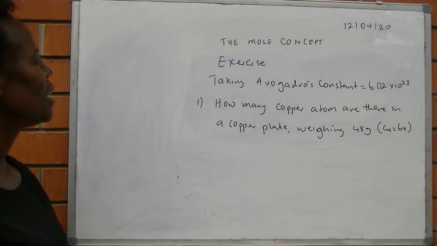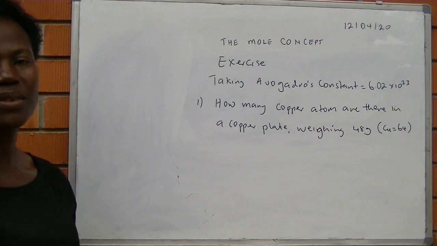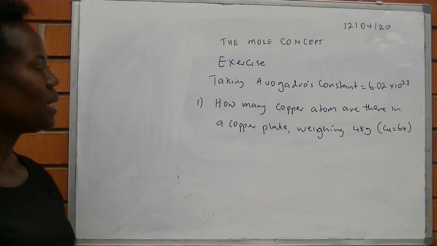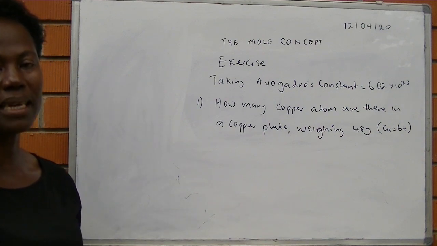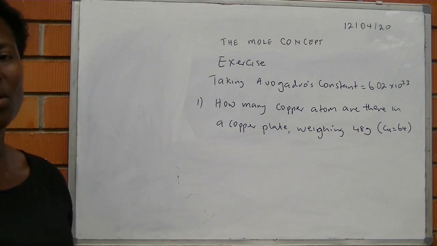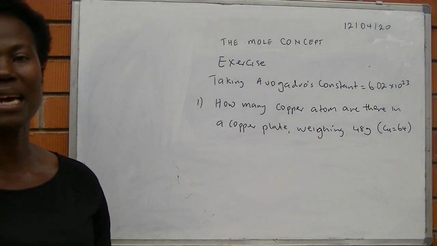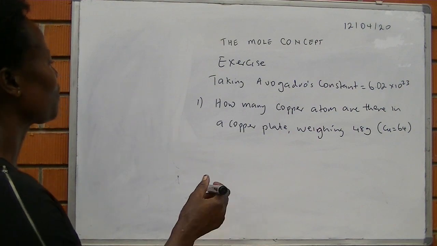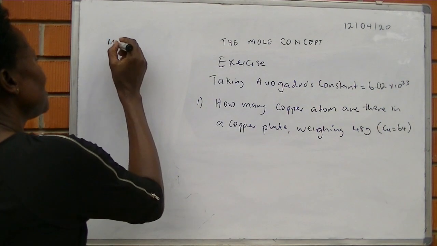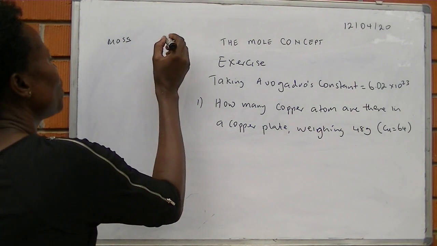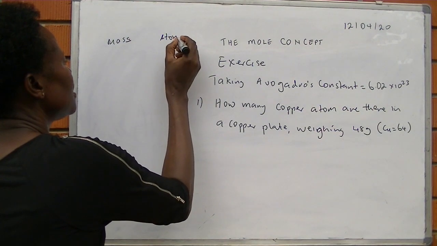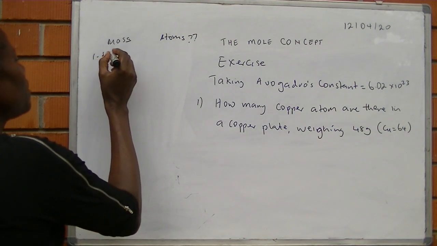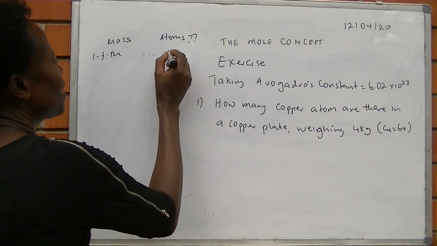Example. Taking Avogadro's constant to be equal to 6.02 times 10 to the power 23. Number one, how many copper atoms are there in a copper plate weighing 48 grams? We are told copper is equal to 64. 64 is the atomic mass of copper. So for such numbers, what you have to understand is, in case we are given a mass and we are told to find atoms, you always start with RFM containing Avogadro's.